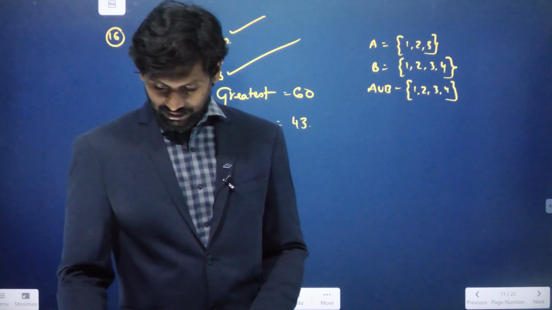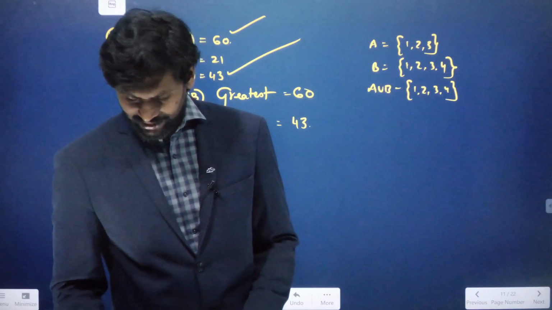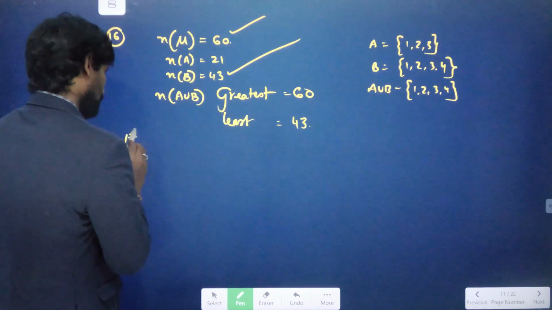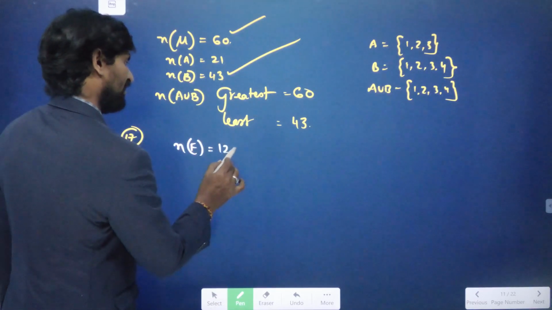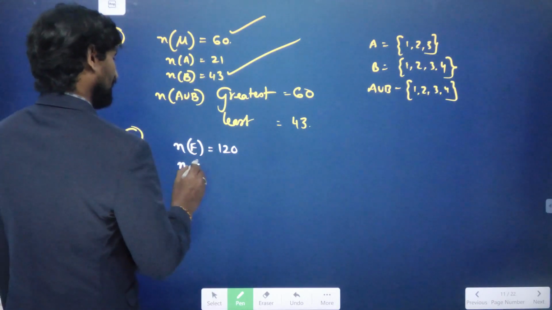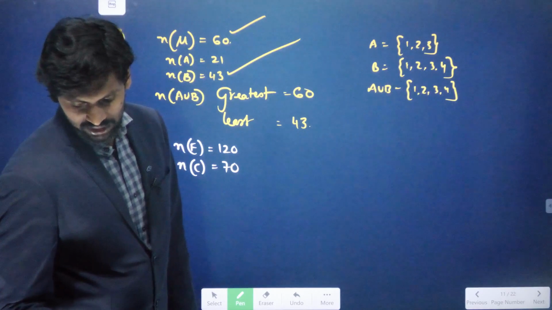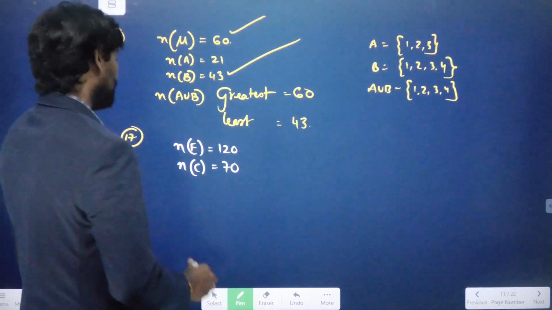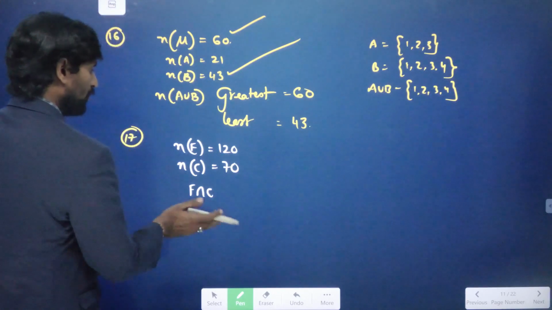Now let us move on to the next question. Problem number 17: in a school having 200 students, 120 play football. So football players 120, n of F, I am taking F to indicate football, okay? 120 people, and 70 play cricket, n of C is 70. Next, 60 play both. Find the number of students who play neither football nor cricket. Neither football nor cricket.